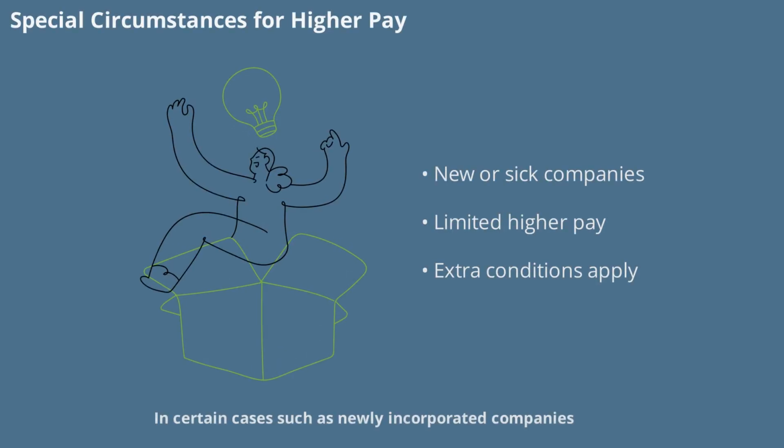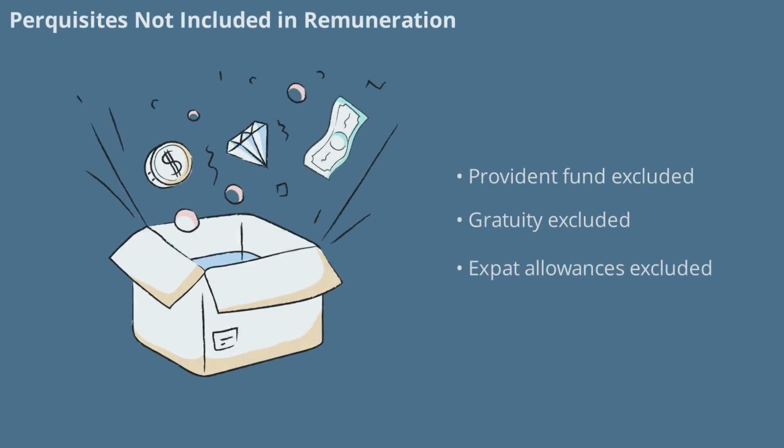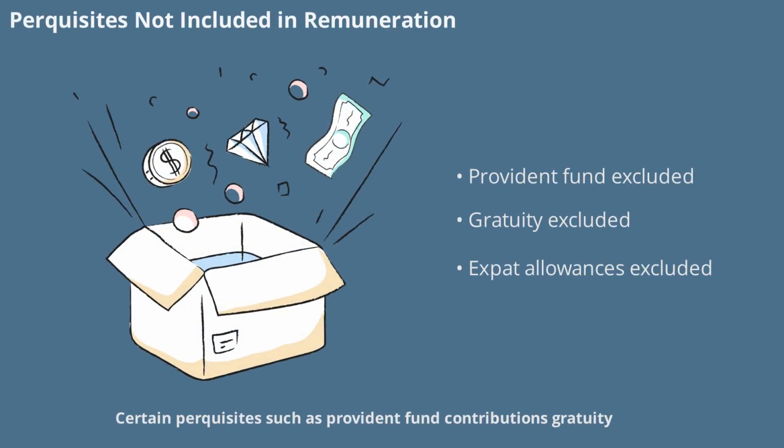In certain cases, such as newly incorporated companies, sick companies under revival, or those with approved resolution plans, higher remuneration may be paid for a limited period. The company must meet additional conditions, including creditor consent and certification by an auditor or company secretary. Certain perquisites, such as provident fund contribution, gratuity, and leave encashment, are not counted towards the remuneration ceiling.